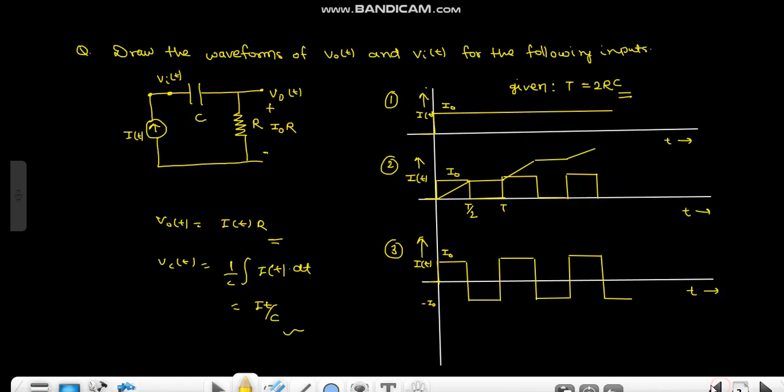Now we have applied zero current, meaning we have open circuited this one. So there would be no voltage across the capacitor. When there is no current applied, there would be no voltage across the resistor either, and the capacitor would store its previous value, I naught T by 2C. So what would be the value of Vi(t)? It would be plus I naught R only, because there is no voltage across the capacitor.